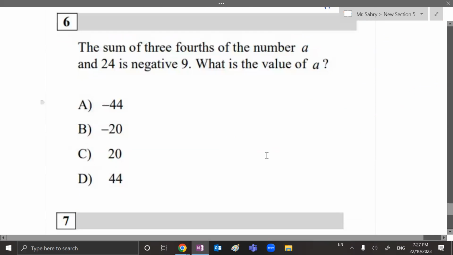It says now the sum of 3/4 of a number A. So 3/4 means 3 over 4 of a number A, so 3 over 4A. The sum of 3 over 4A and 24, so it's 3 over 4A plus 24, equal to -9. I'll just solve to find A.